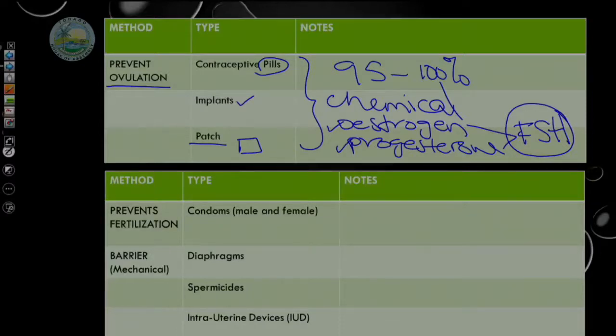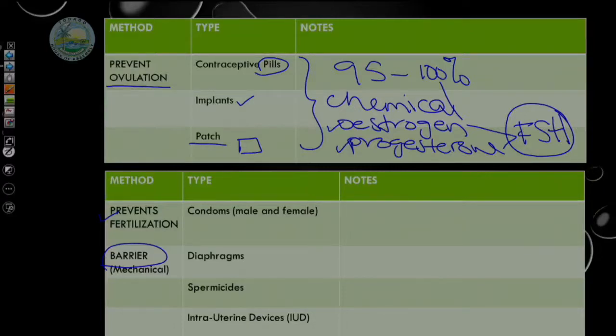Okay? And another method, of course, again, is to prevent fertilization. How can this be done? By wearing condoms. I think we all know about them. They are male and female condoms. And then you have barrier methods, methods that physically prevent the sperm from even entering into the uterus, so it cannot get to the fallopian tube.